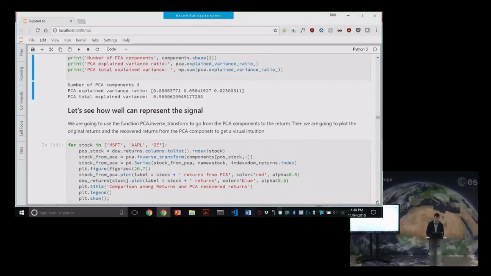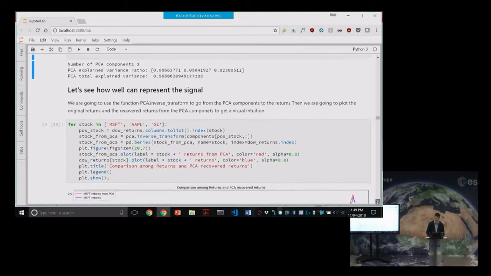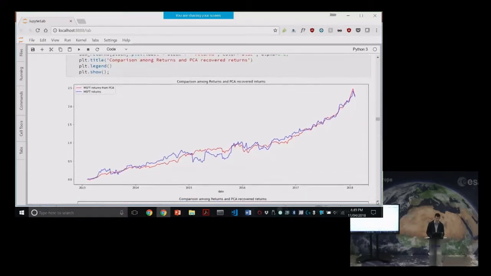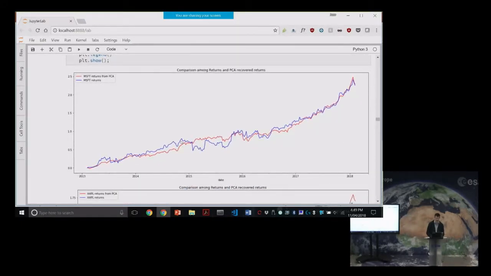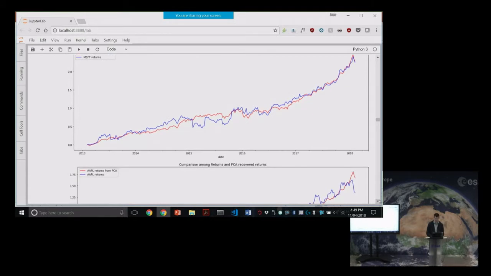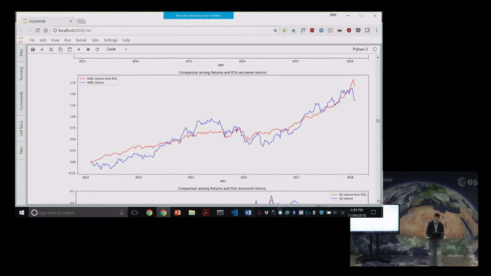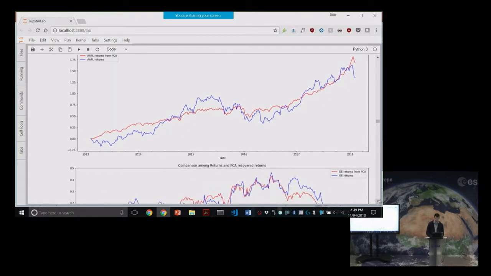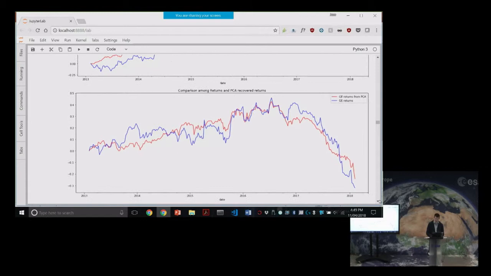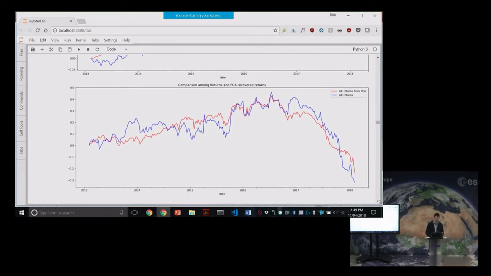To check how it was, something we can do with the principal component analysis is to run forward and also to run backward to see how the reconstruction was. And this is what I wanted to do. So in red, you see Microsoft reconstructed from PCA, and in blue was the original one. Same thing for Apple. Red reconstructed and blue the original. And to get something that went worse, I took the worst one in the Dow Jones. This was General Electric.